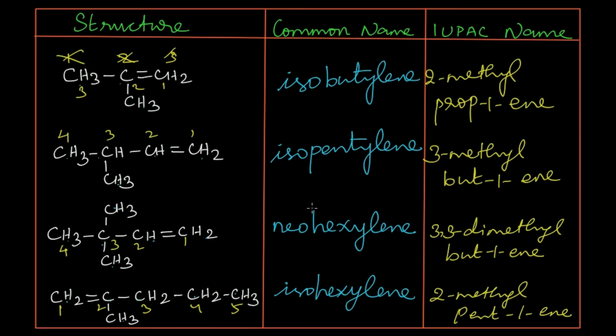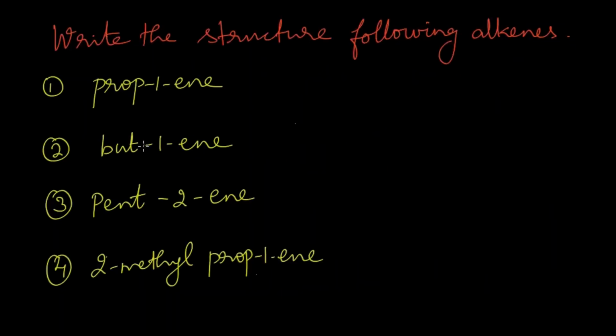Next, we shall learn how to write the structure from the IUPAC name. We can write the structure from its IUPAC name. So what is here? Prop-1-ene. Prop means we need to write 3 carbons. How many carbons? 3 carbons. Okay. 1, 2, 3. That is 1-ene.